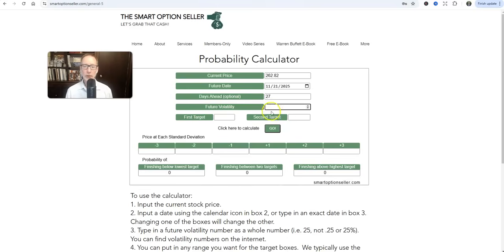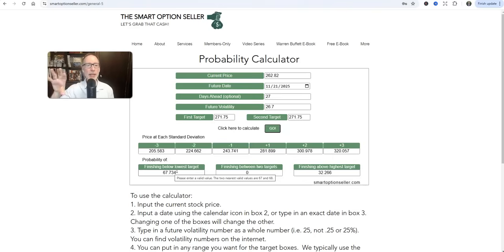We'll round up to 26.7. And we want to know, so the break even is 271.75. That is your break even price. And it's probably going to be, as we said, about 37%. Click on go. All right, so it's a little less than that. What you want to concentrate on here is finishing above highest target. So you want to see what your chances are of Apple stock finishing above just your break even. And it's about 32.26%. Conversely, there's a 67.7% chance that Apple's going to finish below your break even.